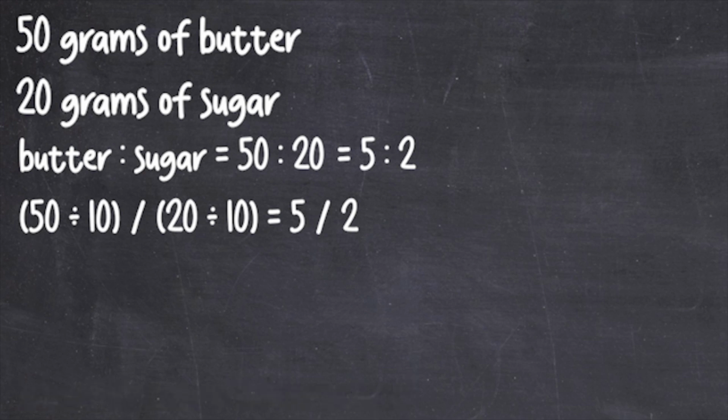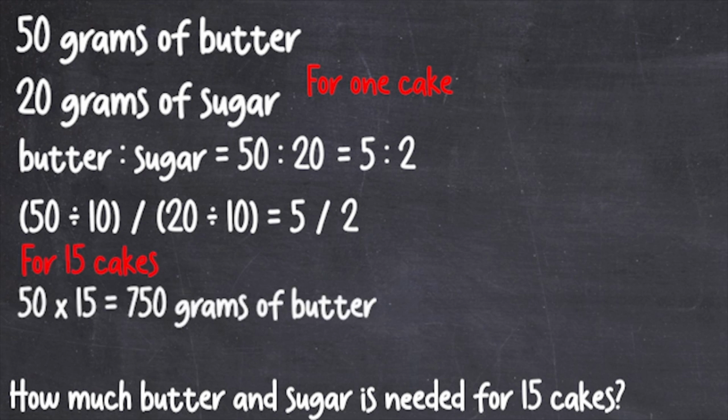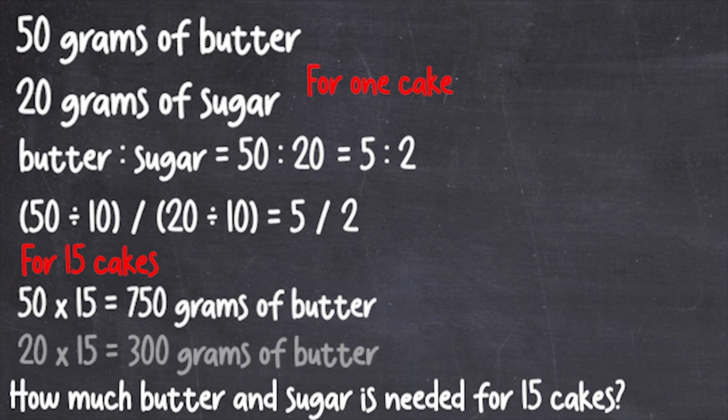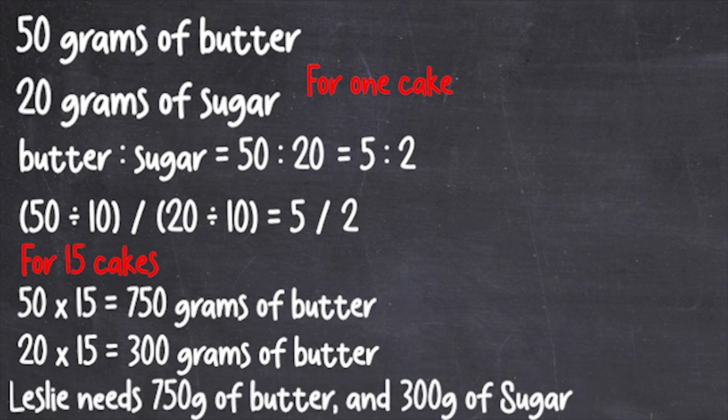Let's help Leslie figure out how much butter and sugar she needs for 15 cakes. The original recipe is for 1 cake, but Leslie is baking 15. So we need to multiply the quantity of both ingredients by 15. 50 times 15 gives us 750 grams of butter, and 20 times 15 gives us 300 grams of sugar. So Leslie needs 750 grams of butter and 300 grams of sugar to make 15 cakes.